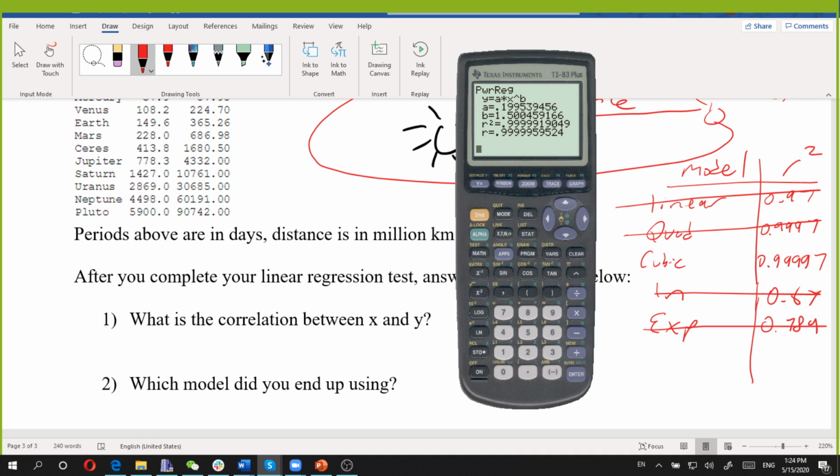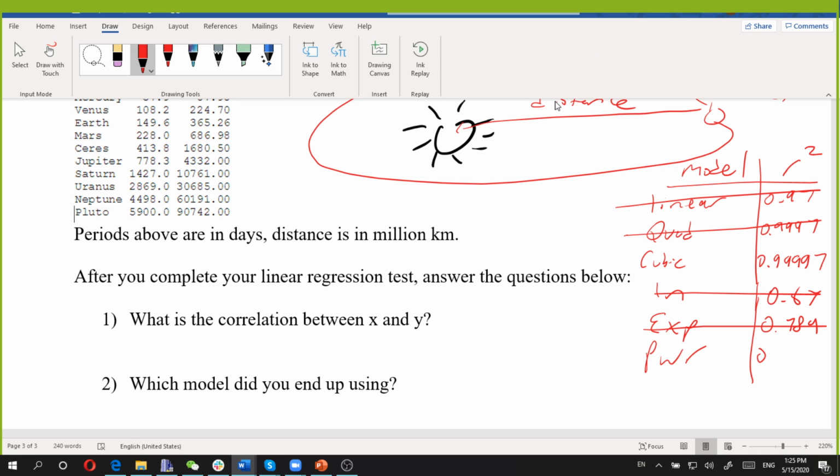Okay, I've lost Kenichi, so I'm going to jump to Aileen. Aileen, is the power function our best fit, or the cubic function? Power. Okay, so power function is our best fit at 0.12345 and then a 7.